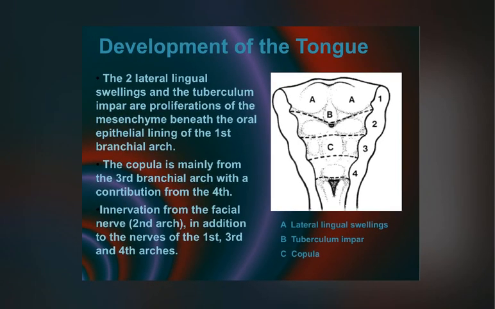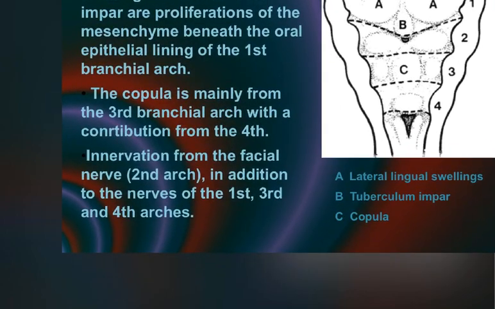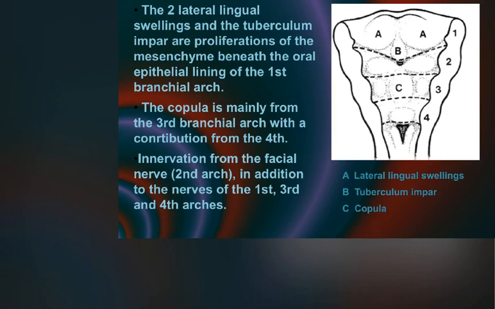Two lateral lingual swellings and the tuberculum impar are proliferations of the mesenchyme beneath the oral epithelial lining of the first pharyngeal arch. It's better to use pharyngeal for humans instead of branchial. Branchial is more appropriate, as we explained last lecture, for lower vertebrates such as fish and frog. Copula is mainly from the third pharyngeal arch with the contribution from the fourth. Innervation from the facial nerve, second arch, in addition to the nerves of the first, third and fourth arches.